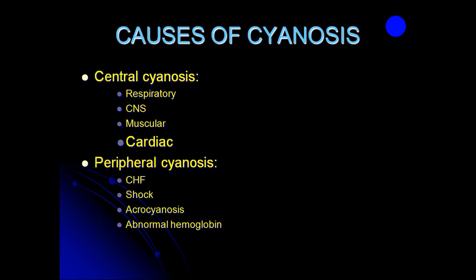Causes of cyanosis, in short: there is central cyanosis and peripheral cyanosis. Central cyanosis: respiratory cause, CNS cause, muscular cause, and cardiac, our topic today. And peripheral: congestive heart failure, patient in shock, acrocyanosis, and abnormal hemoglobin.